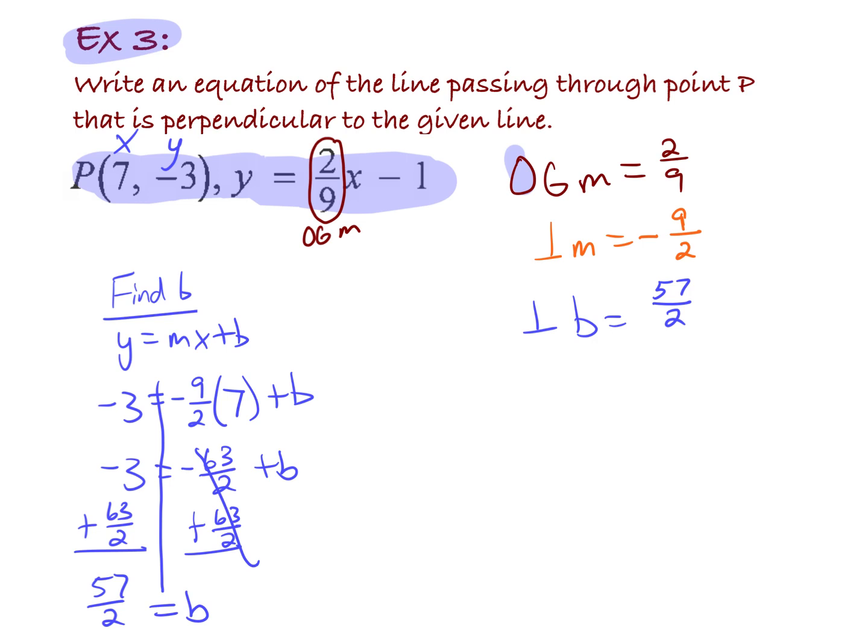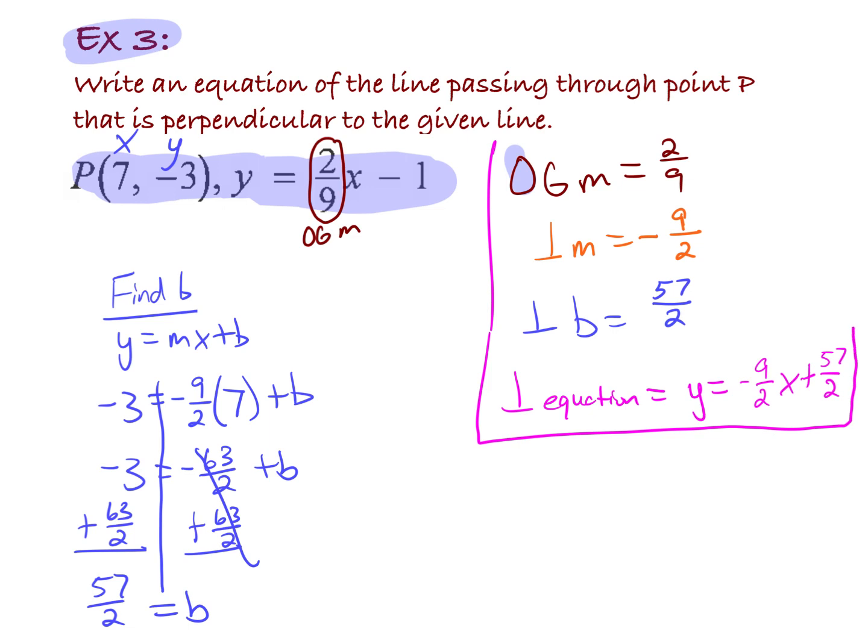And now the last step, we can write our final equation. So the perpendicular equation is equal to, y is equal to, Monica, what's the slope? What's the m I'm going to plug in? So -9/2 x plus what, class? 57/2. So just leave everything in fractions. Makes it a little cleaner.